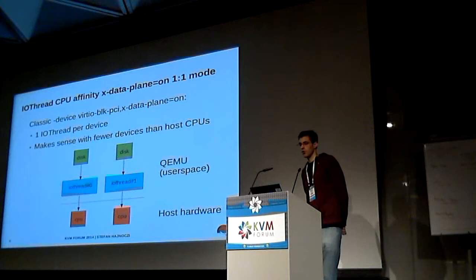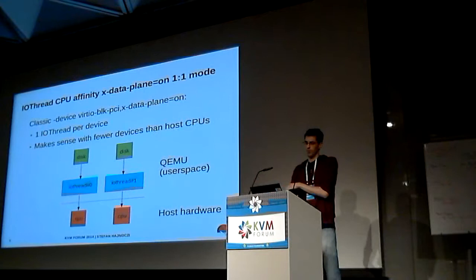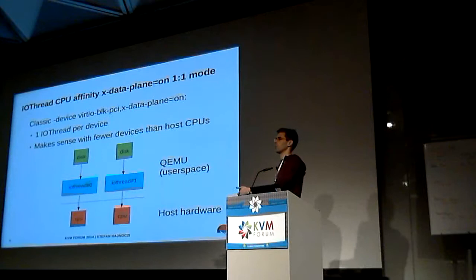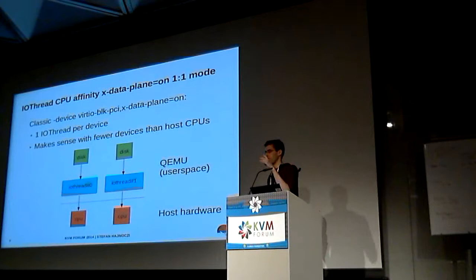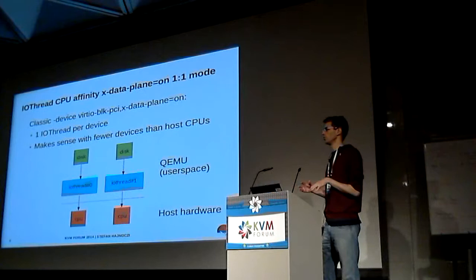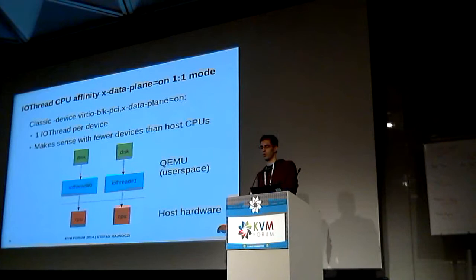Okay, so what is the model? What is the threading model? Now that we can declare these threads, what do we do with them? The traditional model, which was the x-data-plane=on, for anyone who's already played with dataplane, you'll know this one. It means one device, one disk, one virtio-blk device has one thread. That's fine if you're experimenting with just a few devices, but as soon as you want to run with lots of disks, it probably makes sense not to give them their own thread.